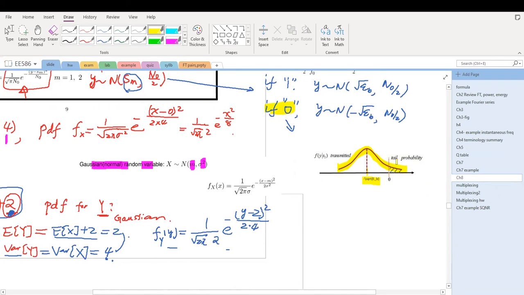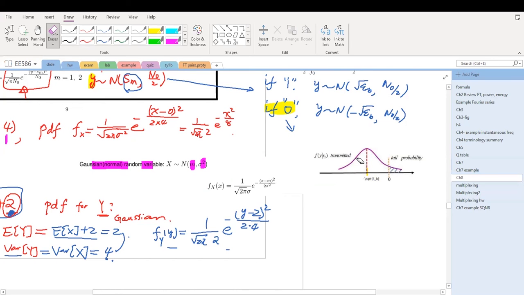Now, under what conditions will the receiver make an error? We know the decision rule is to compare with 0. If the value of y is greater than 0, then the receiver will decide digital 1 is transmitted. So in this case, what's the probability of error? The probability of error is this shaded area where y is greater than 0. Because in this case, digital 0 was transmitted.